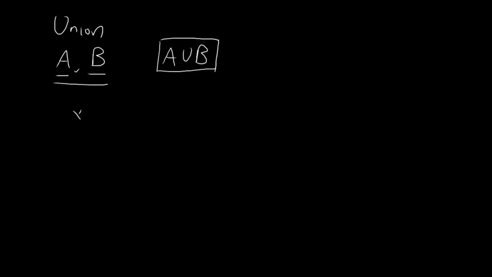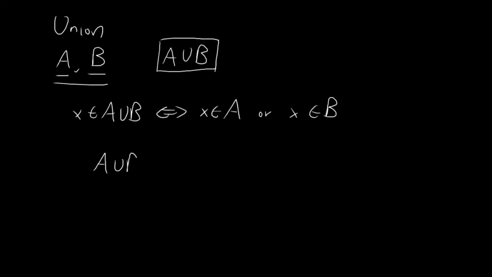So what this means is that X is an element of A union B if and only if X is an element of A or X is an element of B. We can also express this idea using set builder notation by writing A union B is the set consisting of the objects X such that X is an element of A or X is an element of B. Note that the OR in this statement also includes the case where X is an element of both A and B. So this OR includes the case where X is an element of A, the case where X is an element of B, and the case where X is an element of both A and B.